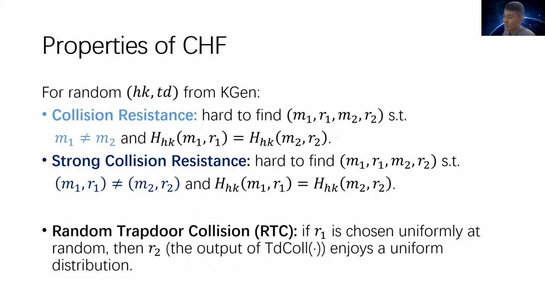Formally, a Chameleon hash function needs to have the property of collision resistance or strong collision resistance. The first one states that for any probabilistic polynomial time adversary, it's hard to find a collision such that M1 is not equal to M2, while strong collision resistance says that it's hard to find a collision such that the pair (M1, R1) is not equal to the pair (M2, R2). Besides this, Chameleon hash functions are required to have the random trapdoor collision property. Usually, this property is necessary in the security proof.